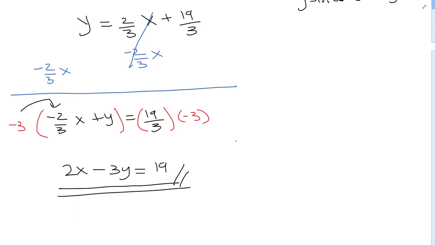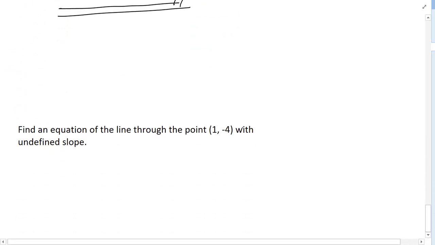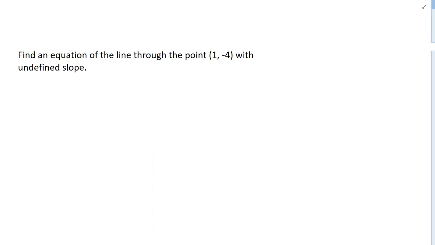Okay, let's try one more example before we talk about parallel and perpendicular lines. So I want to find an equation of the line through the point 1, -4 with undefined slope. So what does undefined slope mean? Depending on how well you know your lines, you may already know that undefined slope means you have a vertical line. But let's talk about that slope.